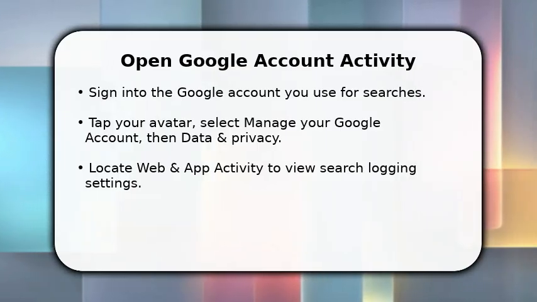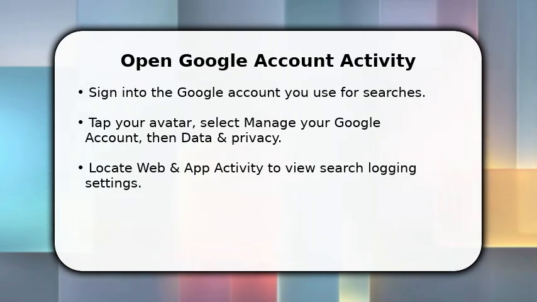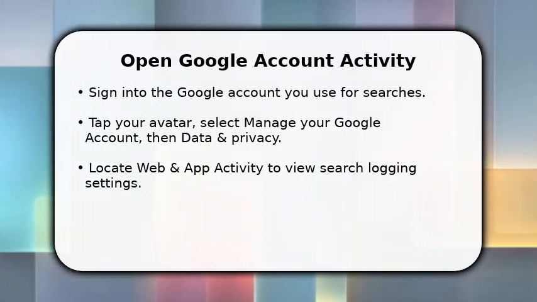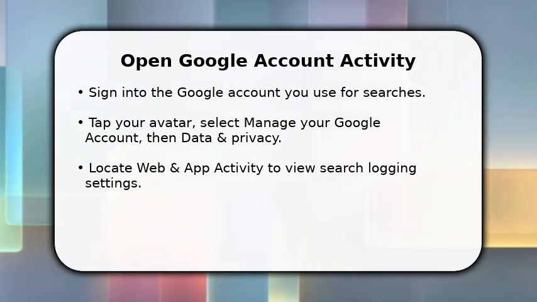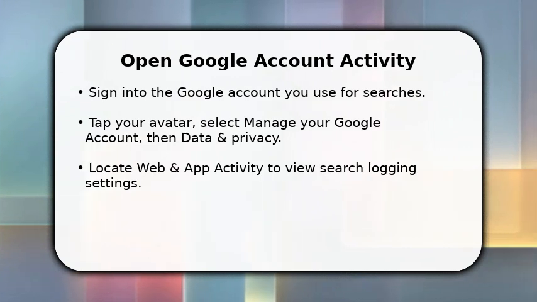You start by signing into the exact Google account tied to your searches. This ensures you access the correct activity. Once signed in, tap your avatar in the upper right and choose Manage your Google account. Then move to Data and Privacy.